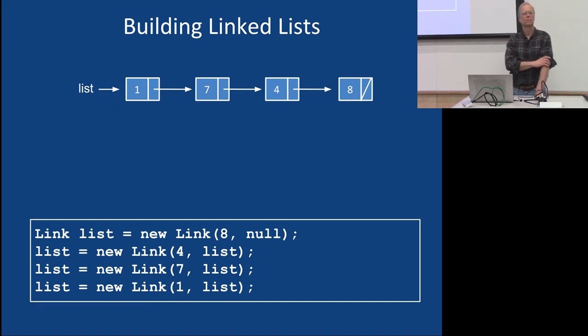Yeah? Do you have to go each value one at a time, or can you not just do one list? Well, that's what he was suggesting before. We could have said new link 1, comma, new link 7, comma, new link 4, comma, new link 8 null, close paren, close paren, close paren, close paren. We could have built it in one mouthful. But I chose to build it more iteratively this way.